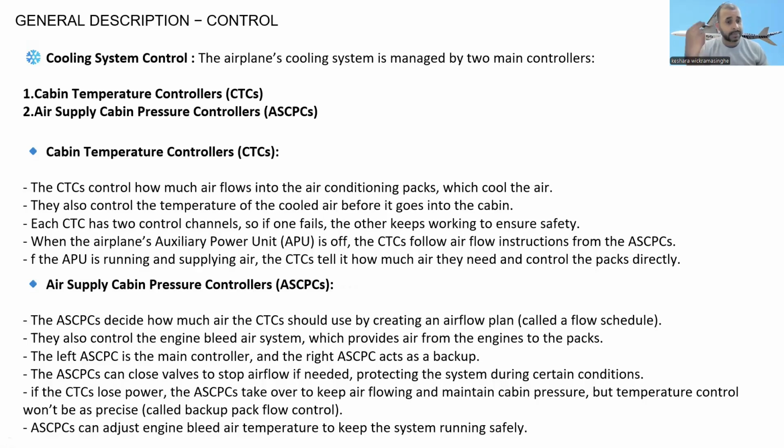The air supply cabin pressure controllers can close valves to stop airflow if needed, to protect the system during certain conditions. If the cabin temperature controllers lose power, the air supply cabin pressure controllers take over to keep air flowing and maintain cabin pressure. But temperature control won't be as precise. They can also adjust the engine's bleed air temperature to keep the system running safely.